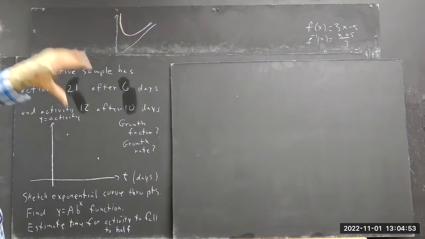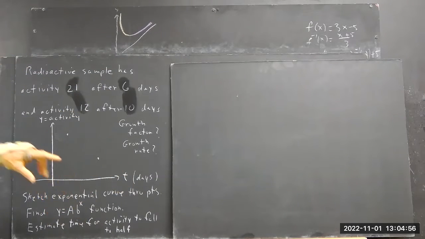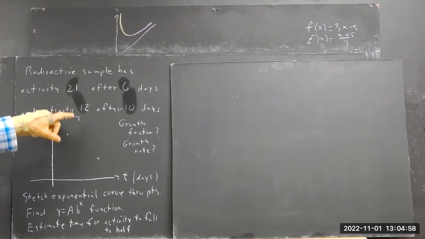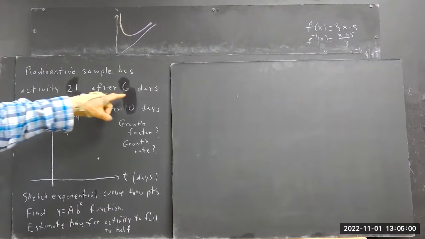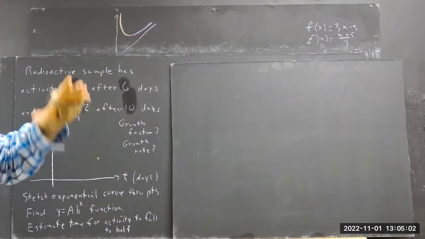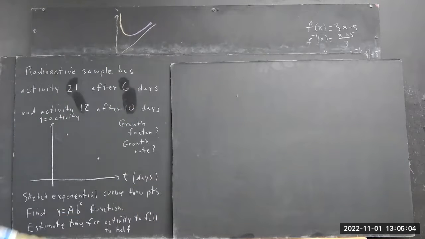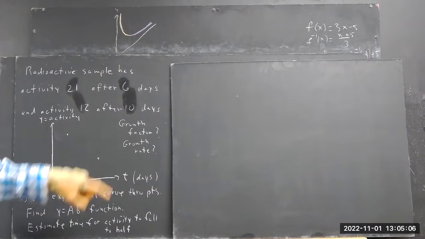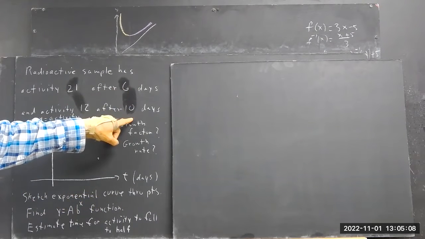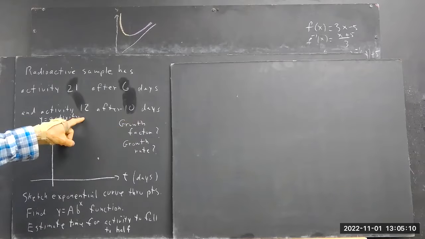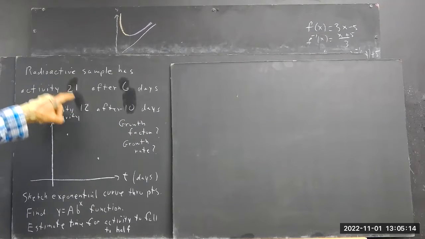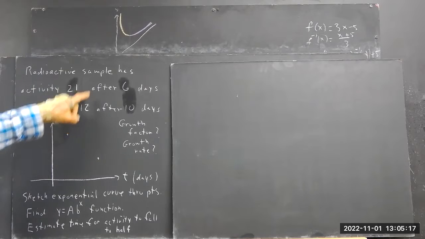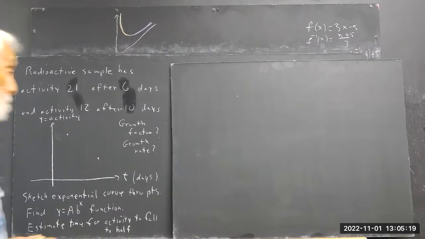okay, again, the situation, and this is the video. Situation is you have a radioactive sample, has an activity of 21 after 6 days. Of course, the activity goes down. So after 10 days, 4 days later, the activity is all the way down to 12, right? It's fallen almost to half of what it was.